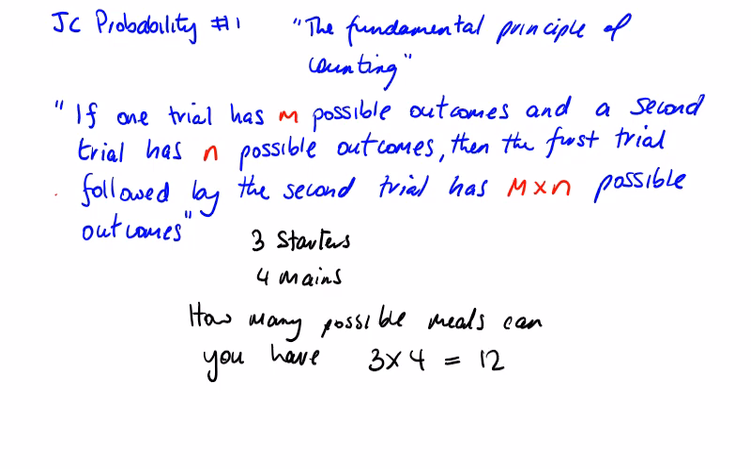So you could write all these down. You could have starters A, B, and C, and mains D, E, F, and G. And when you write all the combinations of those 2 letters down, there's going to be 12 combinations.